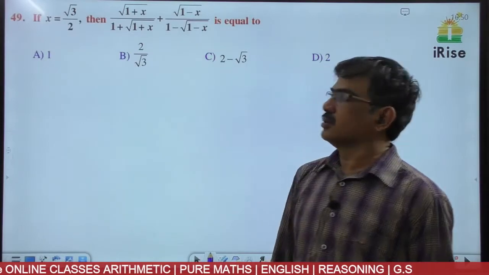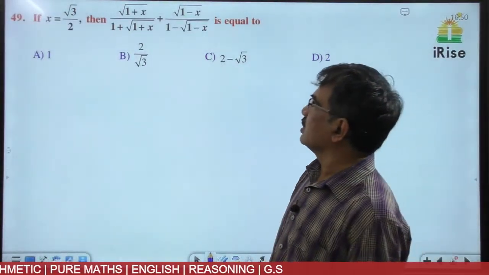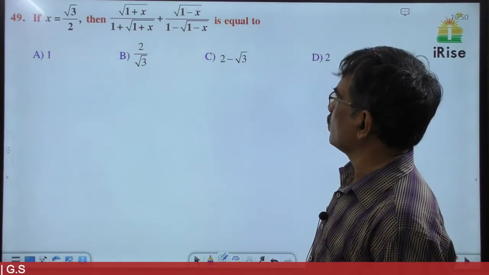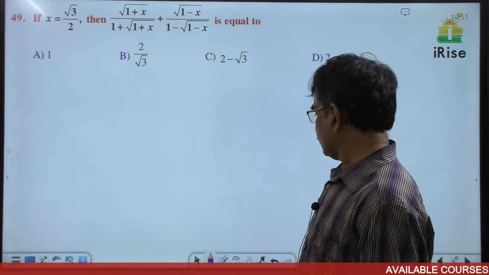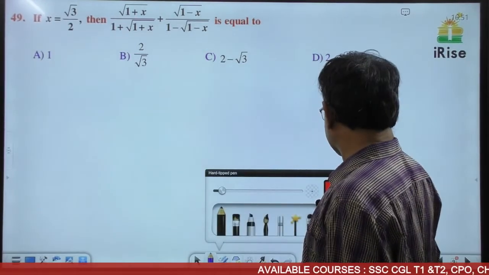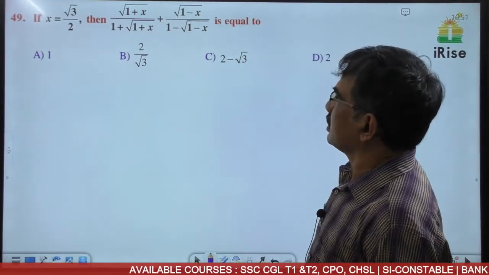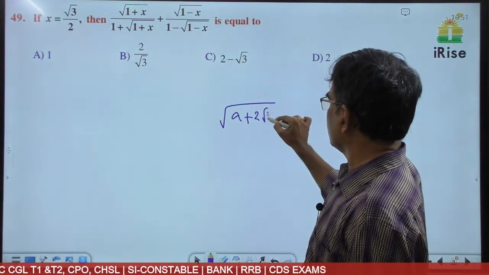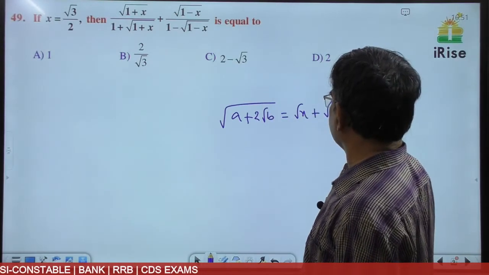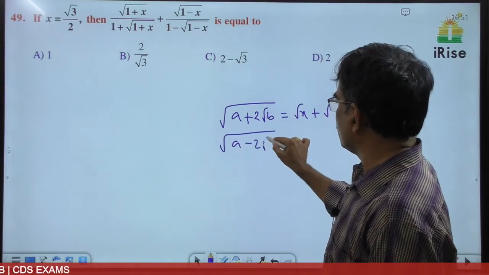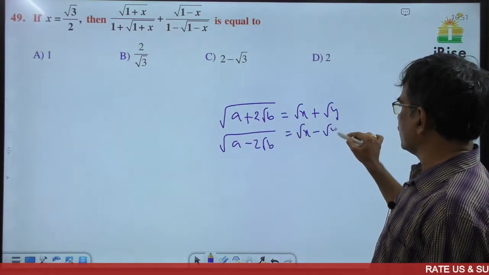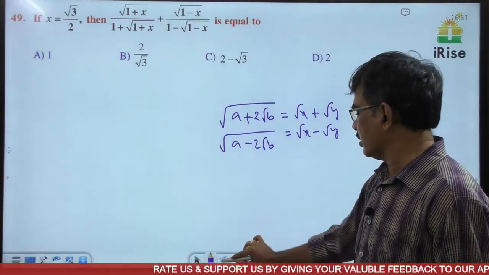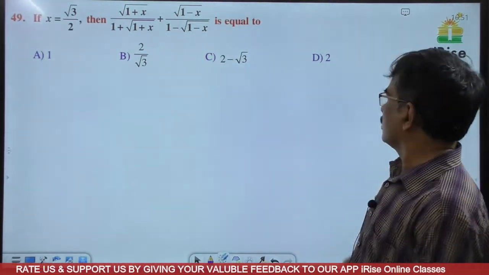This is a good question. X is equal to root 3 by 2, then what is the value of root of 1 plus x by 1 plus root of 1 plus x? Actually, in indices, symmetry must be there. For example, if root of a plus 2 root b is root x plus root y, then what is a minus 2 root b? We can write directly root x minus root y. If you know one part, we can get the second part easily. Okay? So first I want to solve the first part.